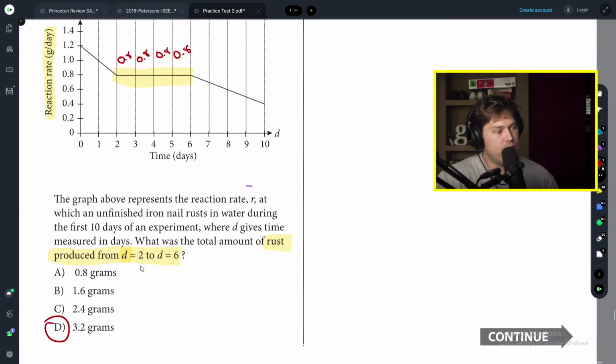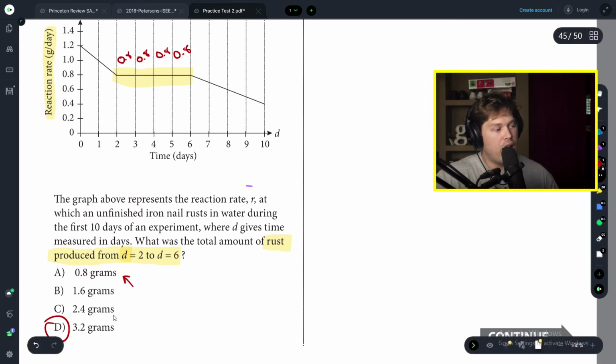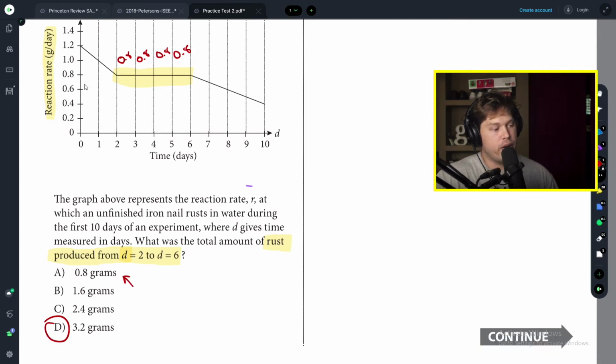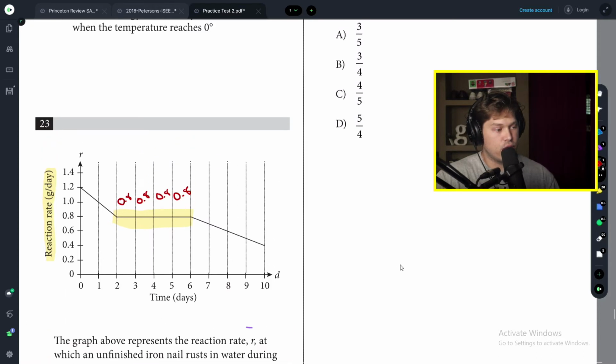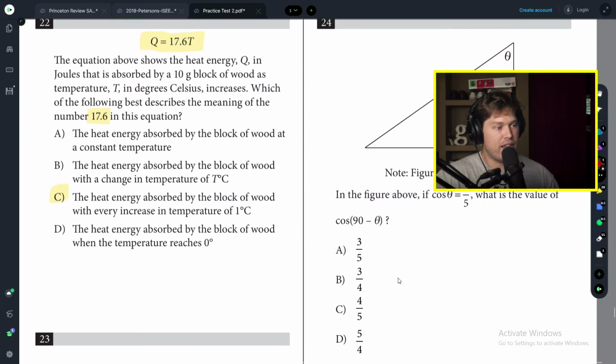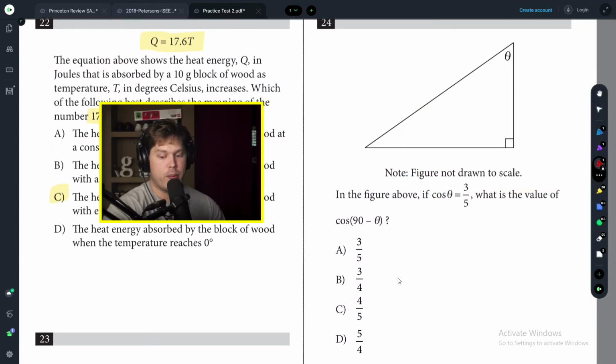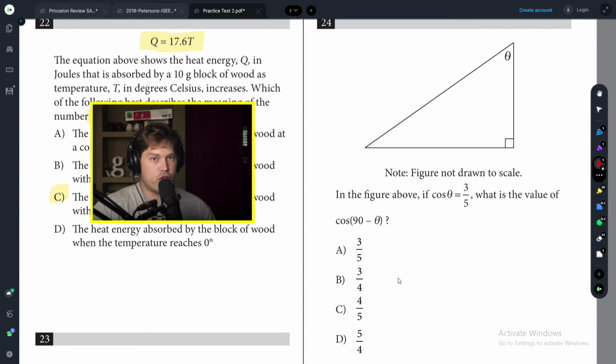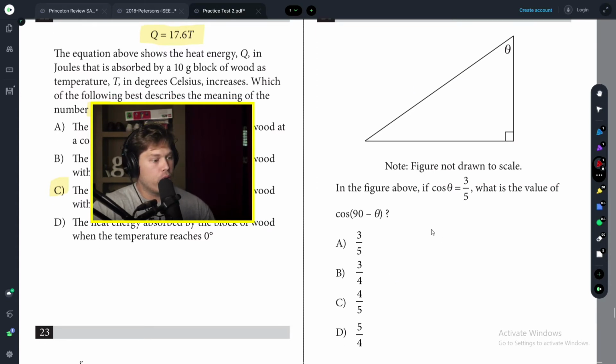So don't read this graph and think your answer is going to be choice A because it's constant at 0.8. You have to really read it carefully, know exactly what's being asked, and get to the right answer choice. Okay, excellent. Number 24, we have this triangle problem. We're told that if cosine of theta equals 3/5, what is the value of cosine of 90 degrees minus theta?